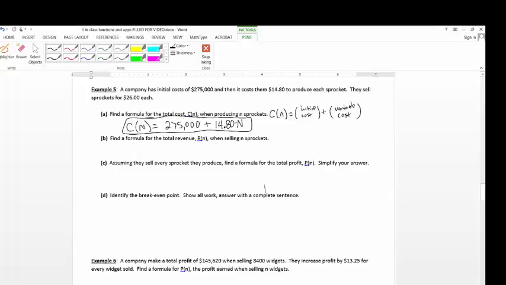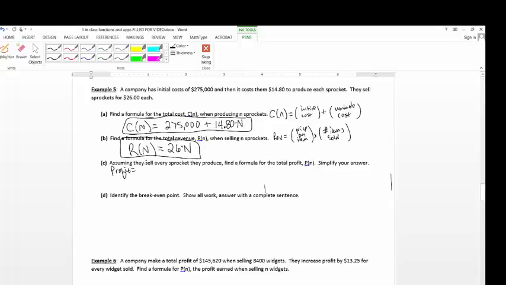Find a formula for total revenue. Revenue is price per item times number items sold. So in this case, R of N, the price per item is $26 per item times N, number of items sold.